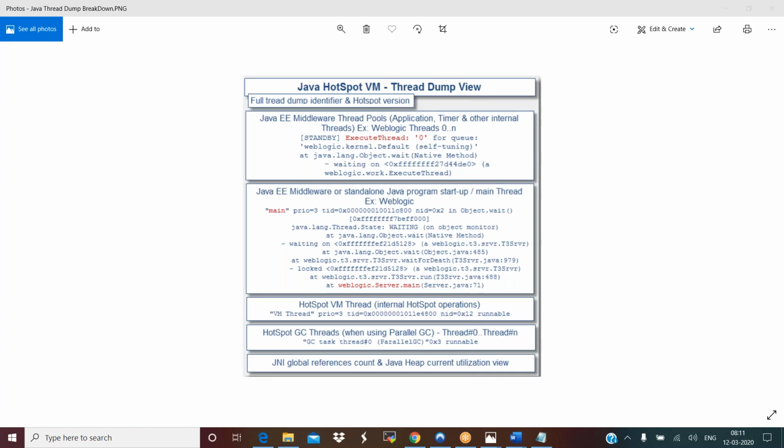If you take them continuously for 10 minutes, you can correlate and see what one particular thread is doing in common. If it is blocked in all the thread dumps, that is the culprit. That is the primary suspect, right? So thread dump is a fair conclusion for all the performance issues.